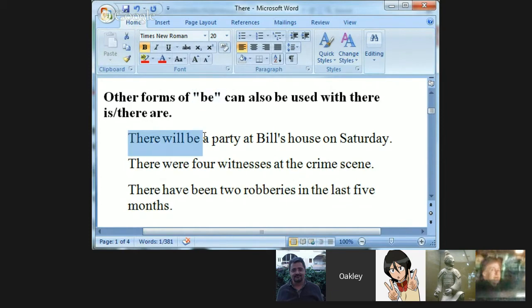All right, here's a pop quiz. This will be challenging. Vicente, can you read this sentence for me, please? There will be a party at Big House on Saturday. Do you know what verb tense this is? When will it happen? The verb tense is the future. Yes, it is. Will be. Indeed, this would be next Saturday in the future.